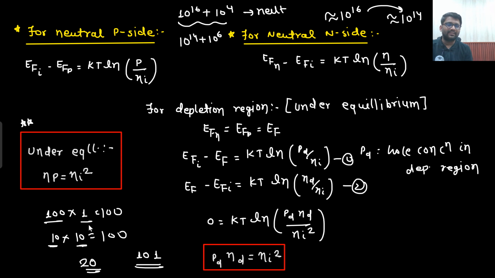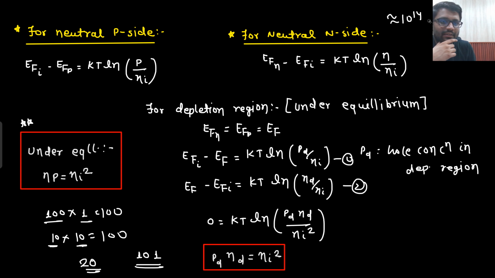A similar scenario you can understand by this example as well. 100 into 1. Although the mass action law is valid. Mass action law, what I am saying. Although this law, n into p equals to Ni square, that is valid, right? It is known as the mass action law only.